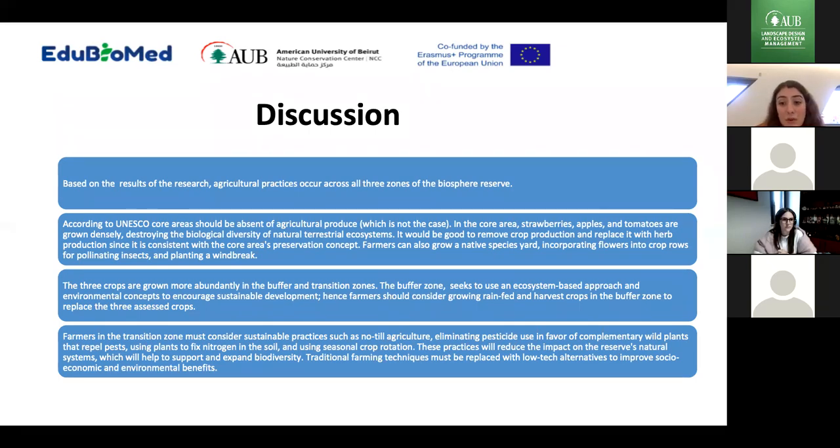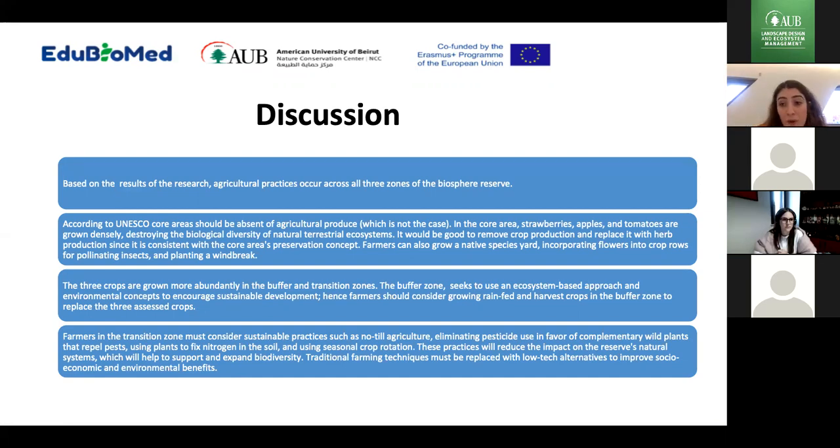And so instead of growing strawberries, apples, tomatoes, because this was the focus of my study, I would suggest that farmers could remove these crop productions and replace them with herbs, maybe, because it's consistent with the core areas preservation concept. And maybe farmers can also grow native species, incorporating flowers into crop rows for pollinating insects and planting a windbreak.